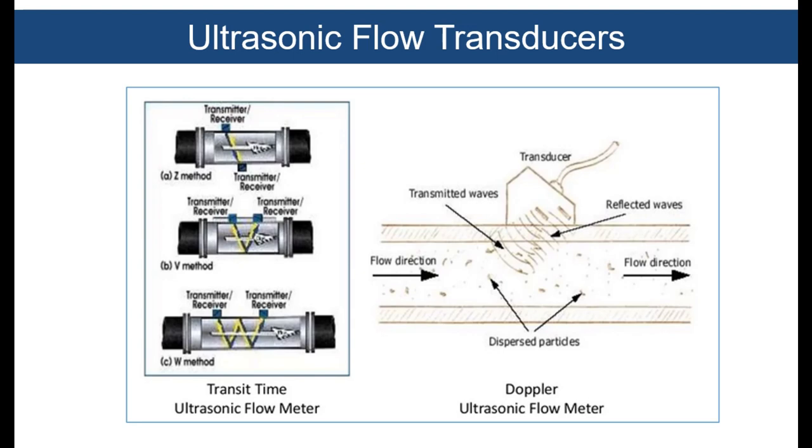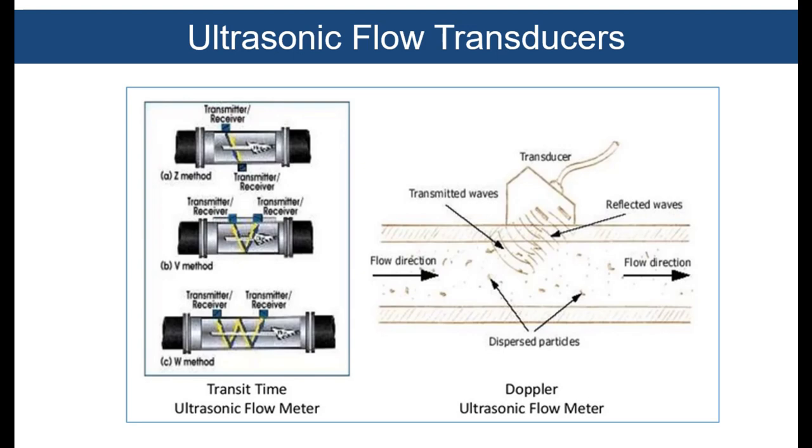So left and right, in this figure we have two diagrams. First is the transit time ultrasonic flow meter. The second one is the Doppler ultrasonic flow meter. In the very first we have image A of the Z method, image B is the V method, and image C is the W method.